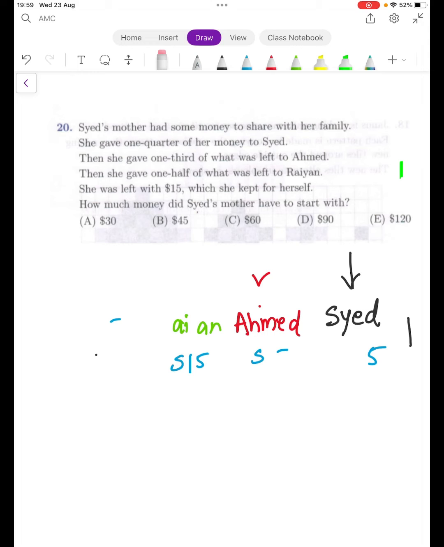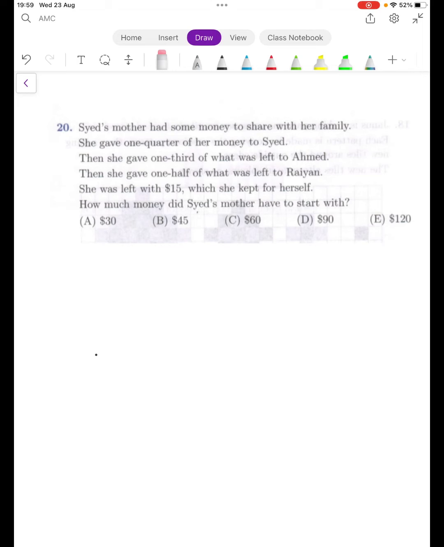Let me remove this. Now, the other strategy was easy because we did not have to partition it further, but in some questions we have to use different diagrams, and that sometimes can get really complicated in a pictorial way. So let's try this other way. In this way, we have to start from the end and go backwards. So she has $15 left with her.